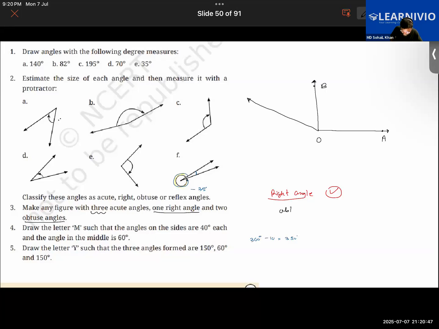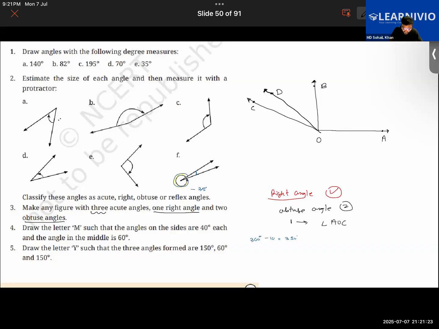So how many obtuse angles do you need? 2. So first let's name this ray OC. First you have got angle AOC, right? But it's asking us to make 2 obtuse angles. Just next to it, draw another ray, and let's call this OD.